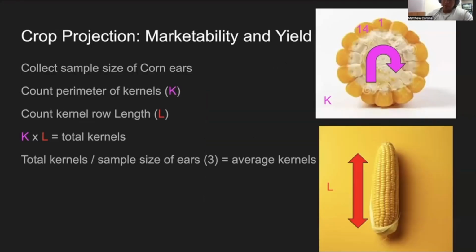Looking at how we're actually gathering these numbers, it's important that when we're sampling corn, we measure our K times our L. Our K is going to be the perimeter of individual kernels, and our L is going to be the length of the row of corn. So K times L gives us our total kernels per 1 ear. If we do this for 3 ears, add all those total kernels together and divide by 3, which is the mean, that gets us our average kernels per ear of corn.